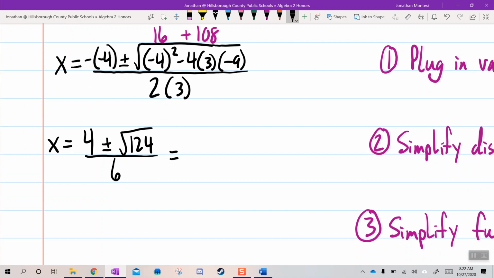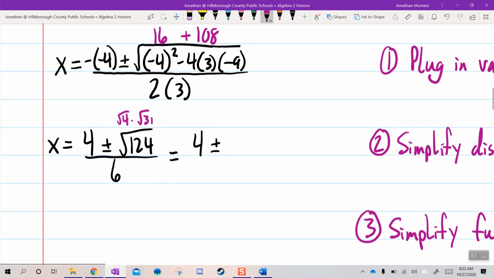Now, let's see what we can get. 4 plus or minus the square root of 124; 124 divided by 4 gets me 31. So I can break this into the root of 4 times the root of 31. Now, 31 is prime, so I cannot divide anything else into it, which means 4 is the highest perfect square that divides into it. Take the root of 4, the 31 stays inside, that's all over 6.